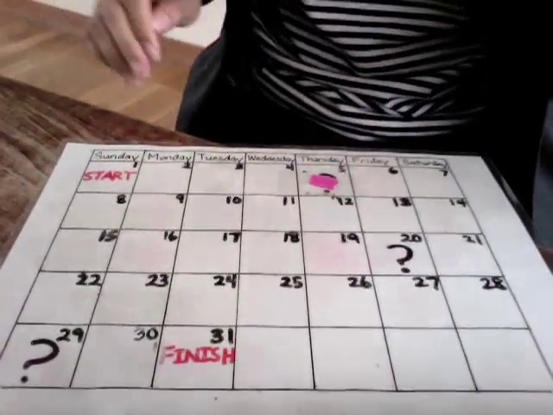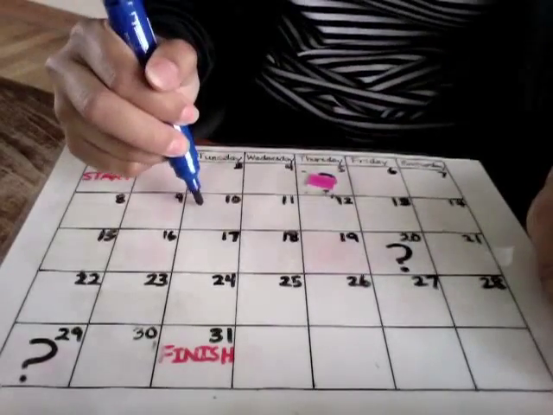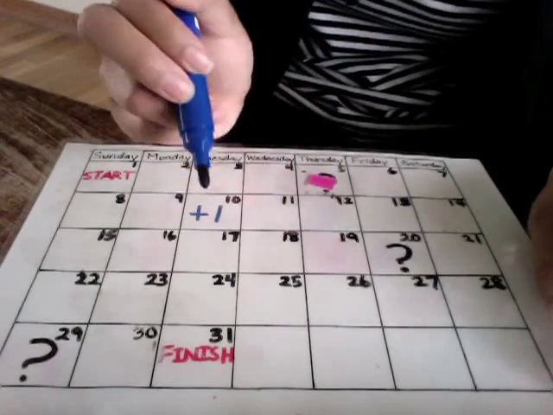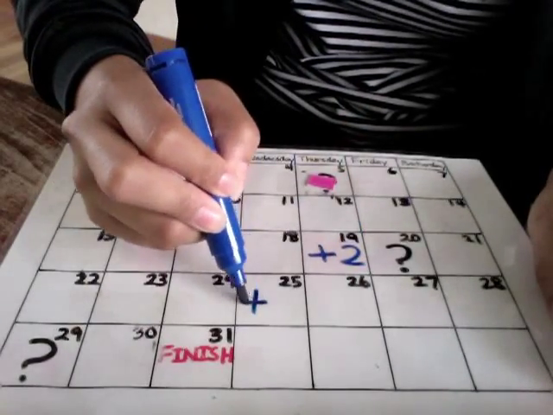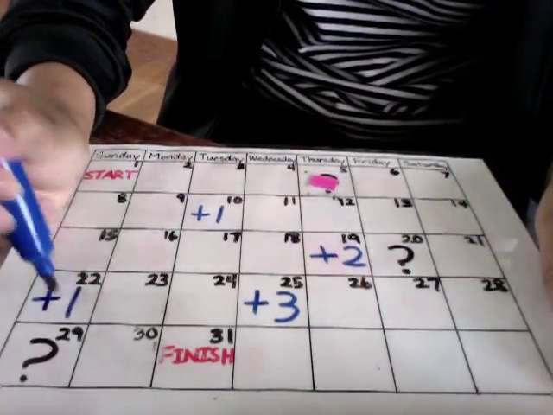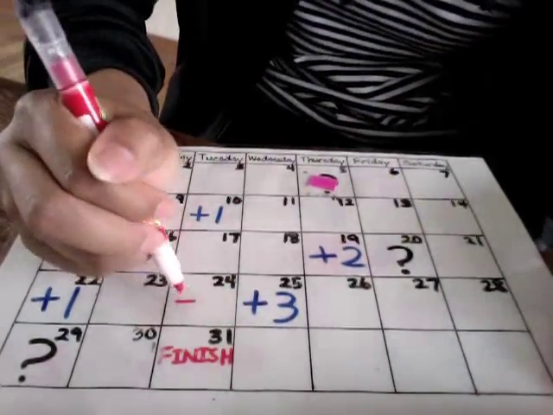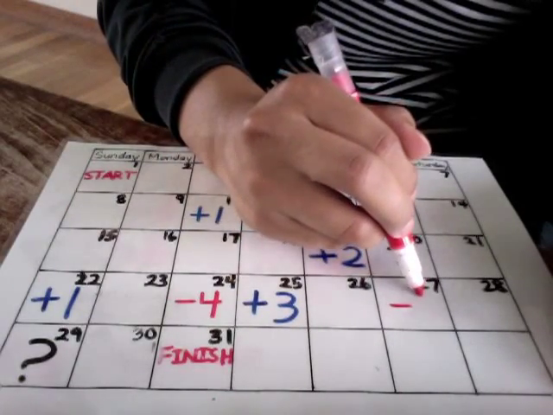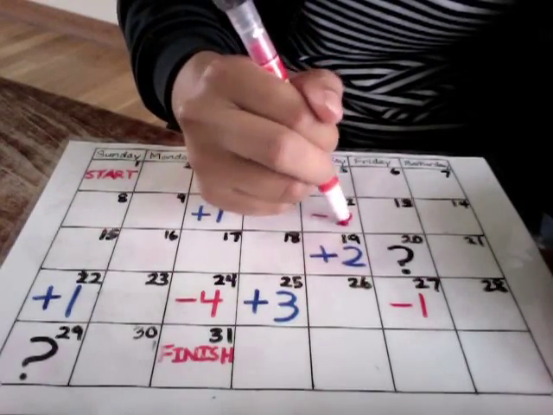So next on the calendar, I'm going to add some more spaces. So let's add a +1 and add a +2 and a +3. And sure, why not add another +1 right there? We'll also add some minus spaces. So I'll add a -4 here and a -1 and let's put a -2 right here.